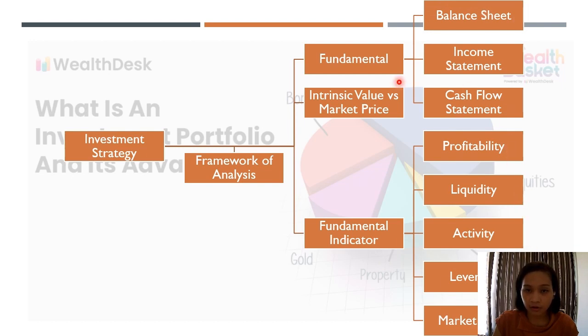For example, fundamental consists of the balance sheet, income statement, and cash flow statement. And fundamental indicator, I think it's quite usual when we are going to analyze the financial ratio of a company report. We are going to calculate the profitability, liquidity, activity, leverage, and market price as well.